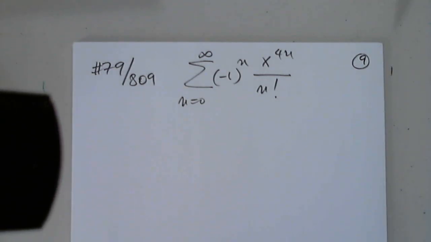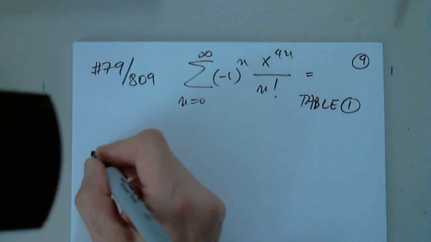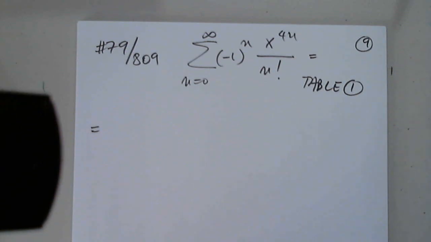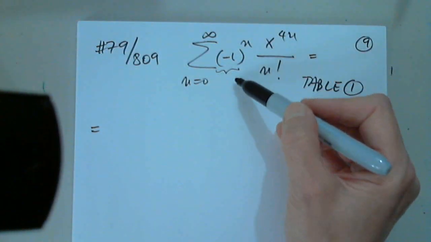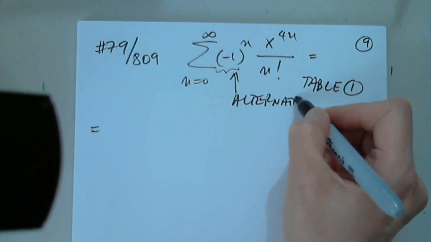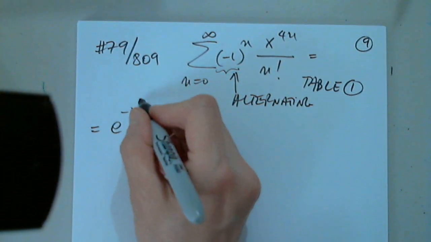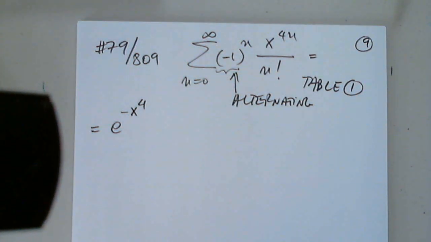Okay, so if you carefully look at table 1, you will see that this is nothing else but an alternating series that makes the answer e to negative x to the 4th power. That's all we need to do. Just look through the table 1 and find what we are looking for, and that's what we did.